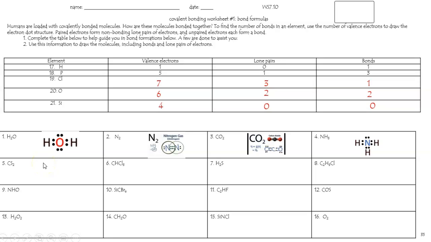CS2, I think this would be entirely analogous to CO2. CHCl3, well, that's no problem. Carbon has 4 bonds to fill, and we've got 4 things to put on it. Don't forget those 3 lone pairs on each chlorine.